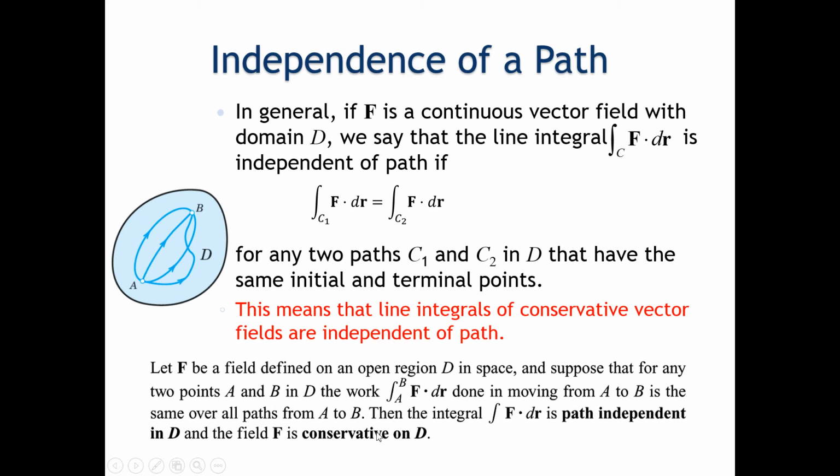So then the integral of F dot dr is path independent in D, and the field F is conservative on D. So this is actually the same thing we are repeating in different forms, in different words, approaching the same thing in different ways, just to make you understand the idea.